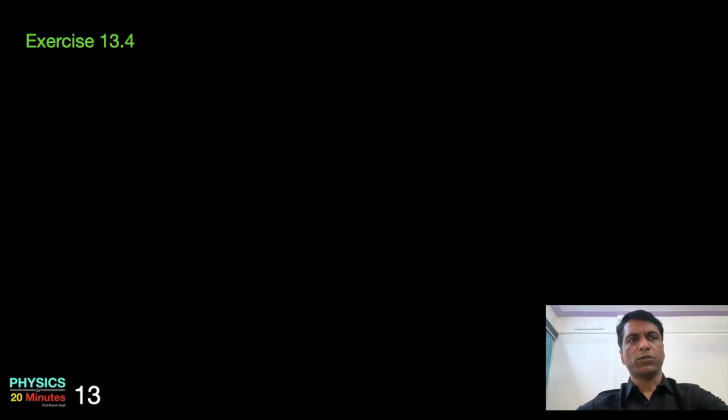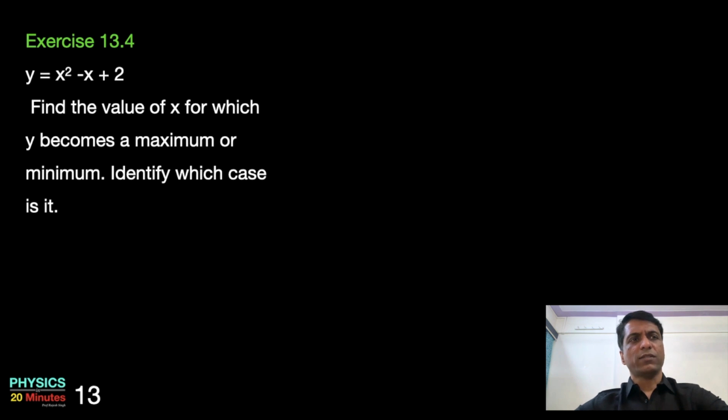Let's take an example to understand this concept. We have a function y is equal to x square minus x plus 2. Find the value of x for which y becomes a maximum or minimum. Identify which case it is. So, if you want to solve the problem on your own, pause the video, solve the problem and come back and check the solution. Here goes the solution.